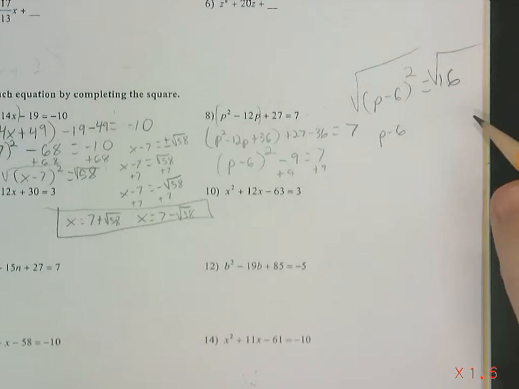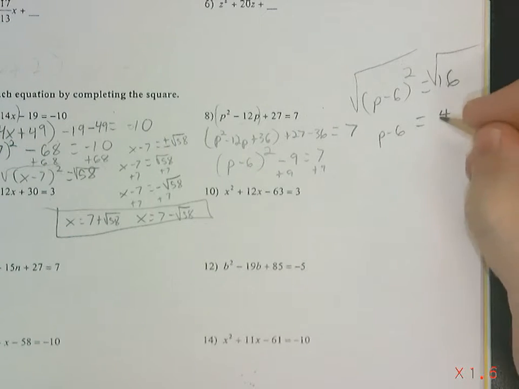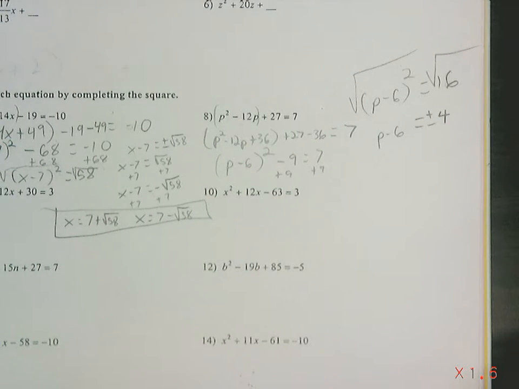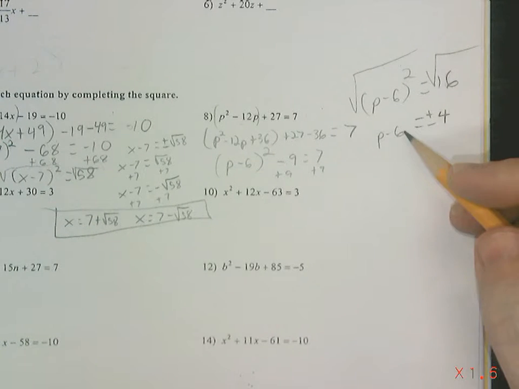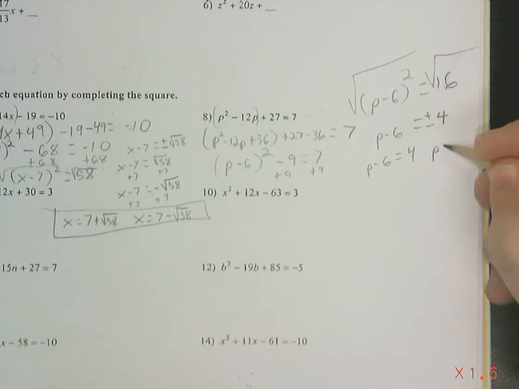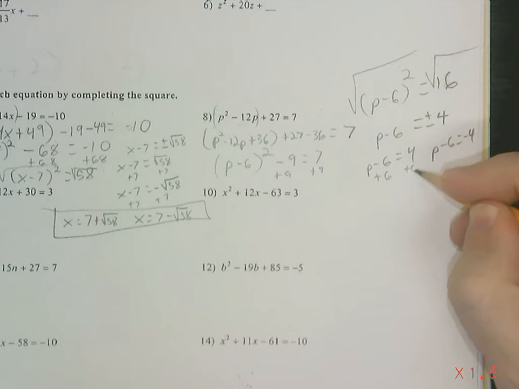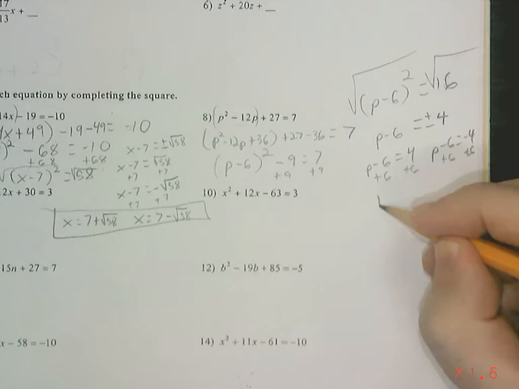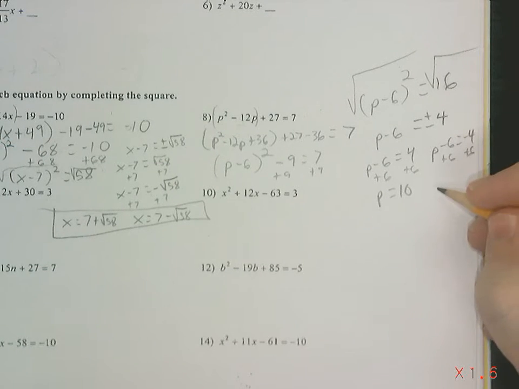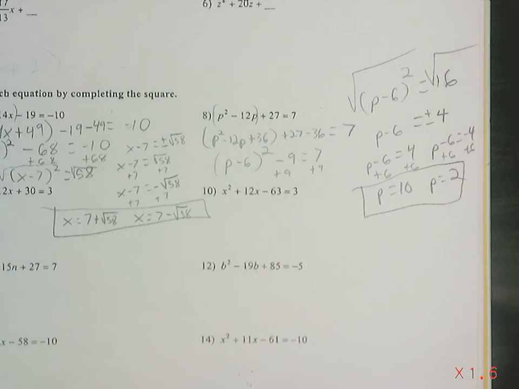Which does have a square root. The square root of 16 is 4. So it is 4, but again, I don't know if that was a positive 4 or a negative 4. There's two possibilities, so this is where I have to solve for both. I have p minus 6 is equal to positive 4, and p minus 6 is equal to negative 4. I'm going to add 6 to each side, and I would get p is equal to 10, or I would get p is equal to 2. And that would be my two possible answers.